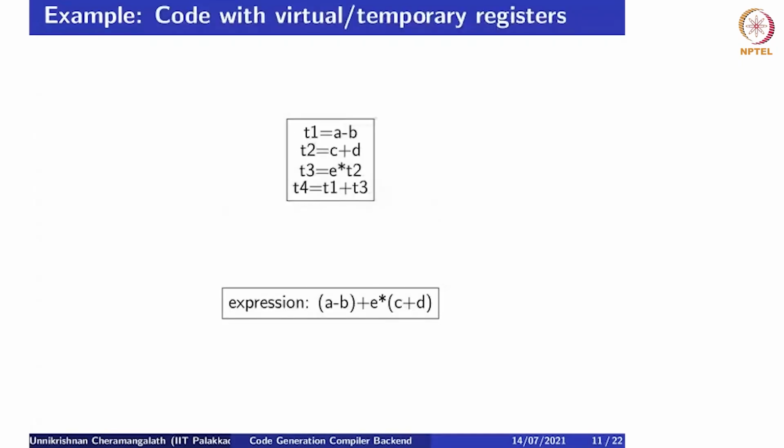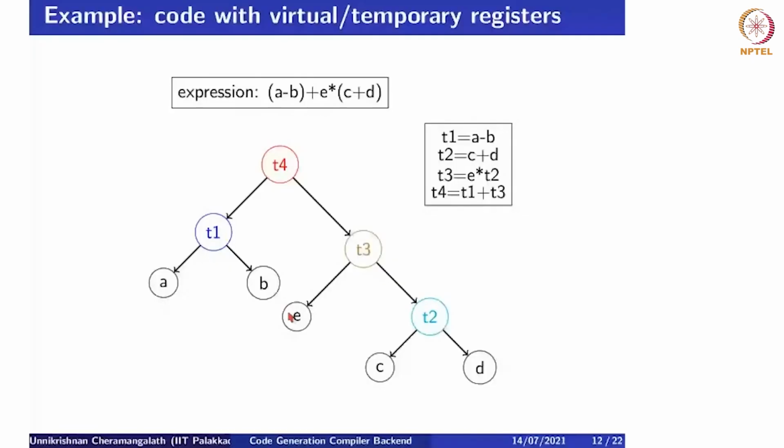First you evaluate a minus b in a virtual or temporary register like t1. Then t2 is equal to c plus d. t3 is e star t2. t4 is t1 plus t3. If you draw the expression tree for this, it will be like this: A, B, E, C, D. Finally you have to convert it to machine code with an optimal number of registers being used for this expression evaluation.